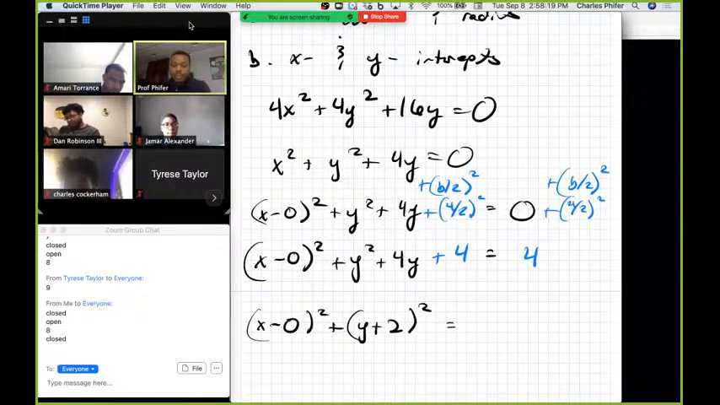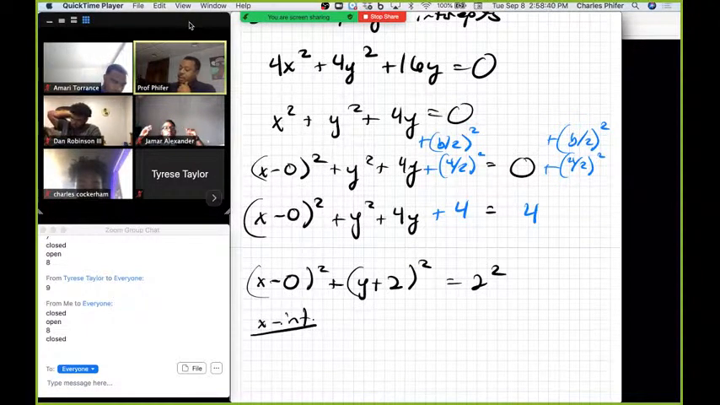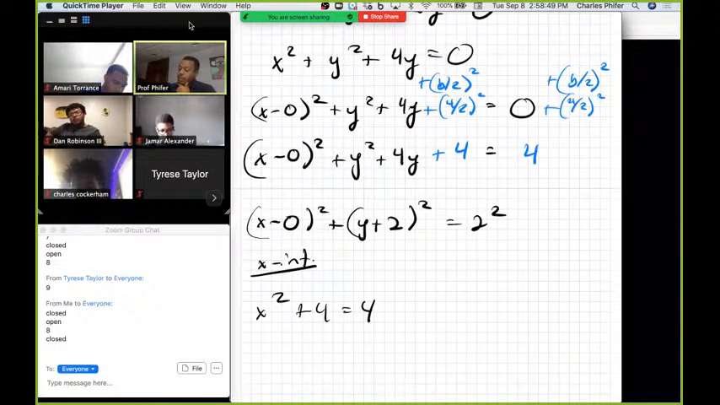Okay, let's see if we can answer. Let's go ahead and find the intercept. For the x-intercept, we set y to 0. If we set y to 0, it looks like we're going to have x squared plus 4 equals 4. So then x equals 0. So that's going to be the origin, right?